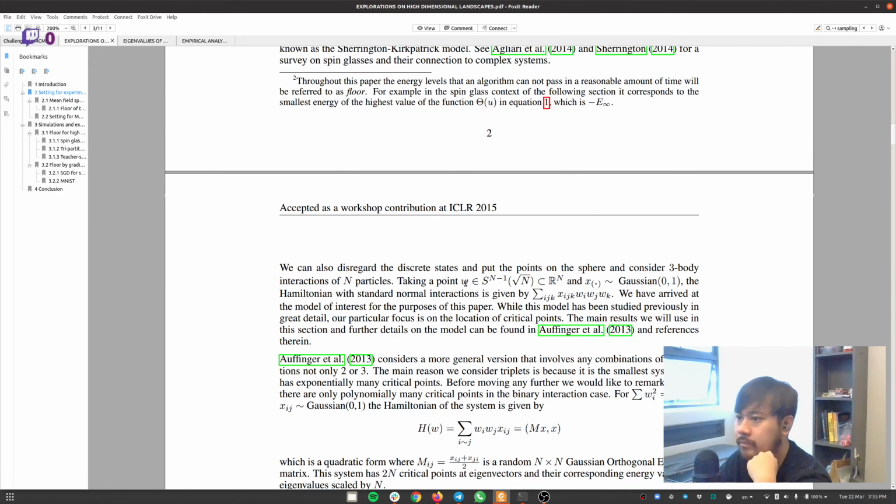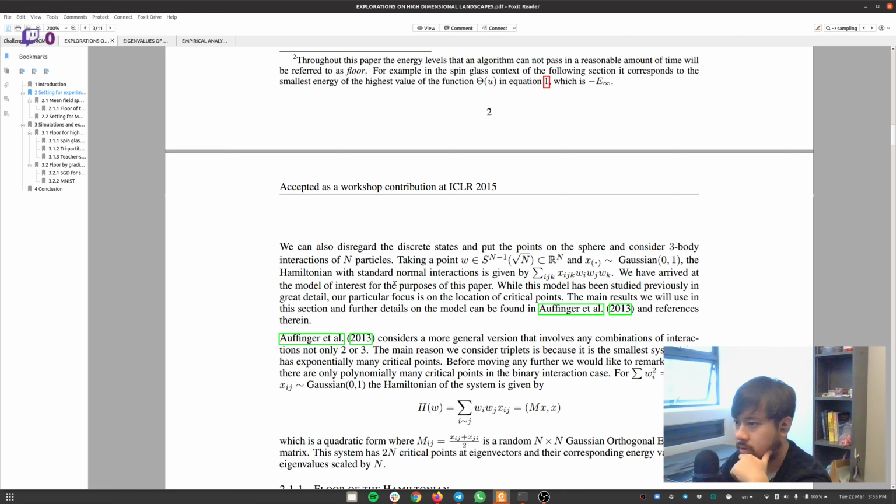Negative E infinity. You also disregard the discrete states and put the points on the sphere and consider three-body interactions of n particles. Taking a point on the sphere, I guess this is the radius. Is it? I don't know. The sphere, yeah, the hypersphere of dimension n minus 1 embedded in n. I guess this might be the radius, I don't know. And x, the Hamiltonian standard norm interaction. We have arrived at the point.